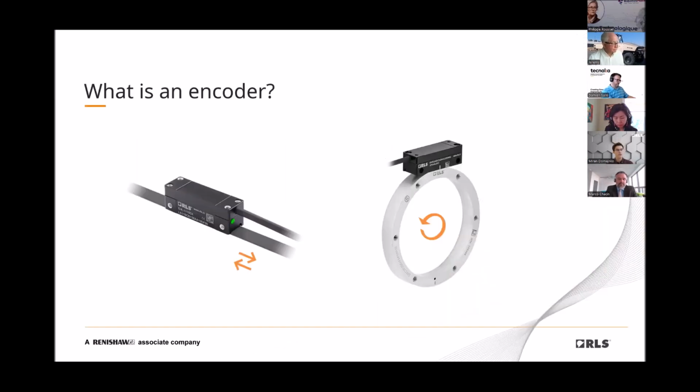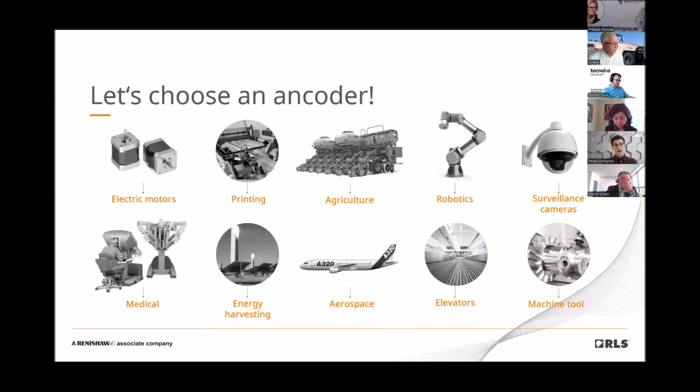So maybe just for a start, an encoder is a high-tech measuring device that helps machines understand how much something has moved or rotated, or where each part of the machine is positioned. It consists of a read head and a carrier. So as an encoder manufacturer, we have many different customers and they have many different applications.